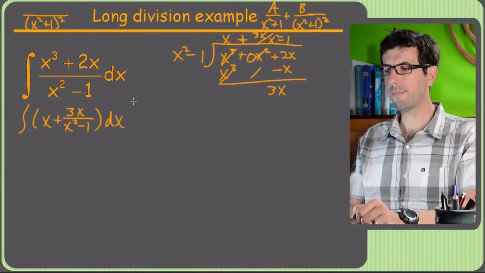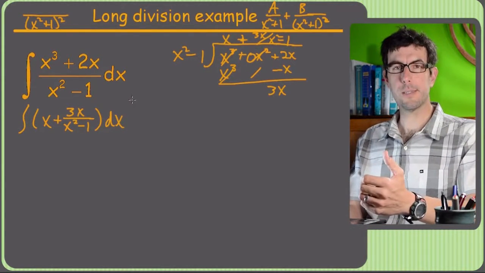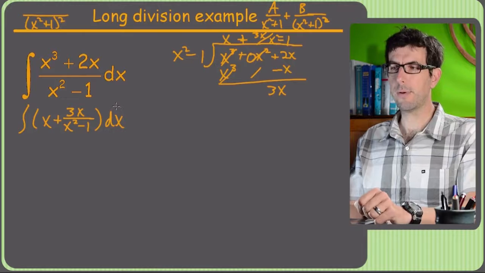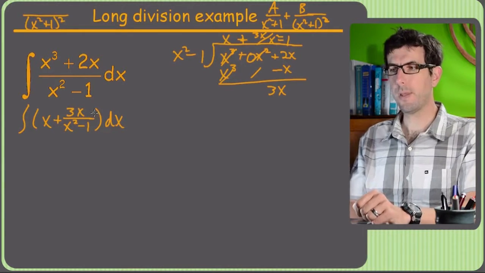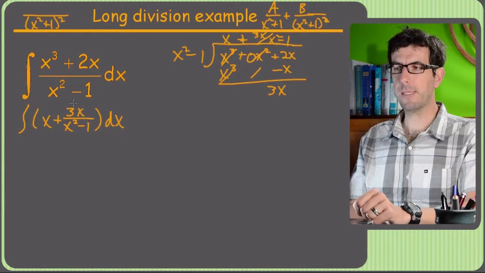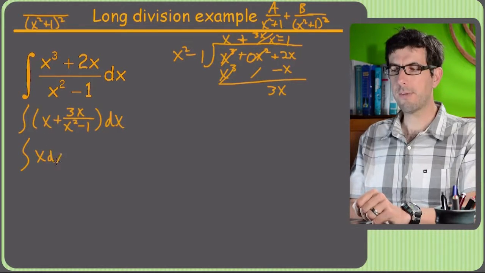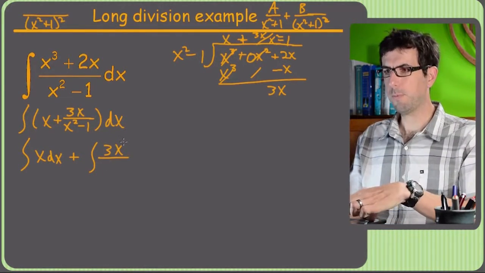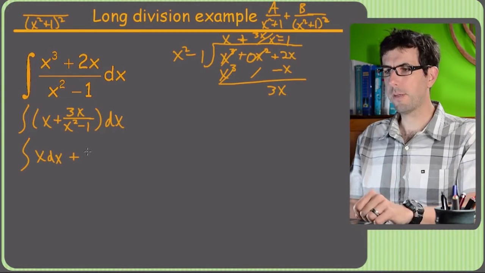Well, this is kind of interesting. I can actually finish up this integral without doing partial fractions, because I think my du and my u match. So I'll distribute out the integral sign to show you what I'm talking about. So I've got an integral of x dx, and I've got an integral of 3x. I'll maybe just move the 3 out front to make it more obvious.